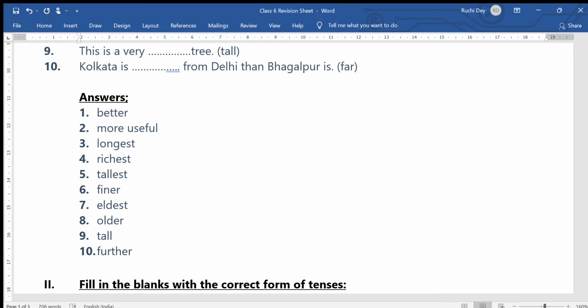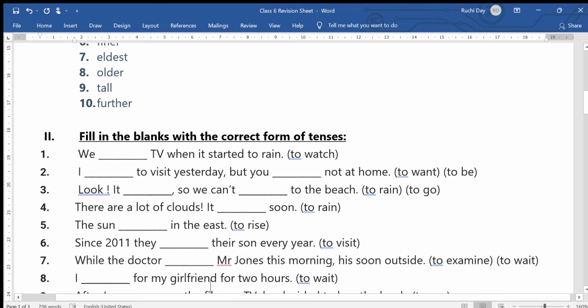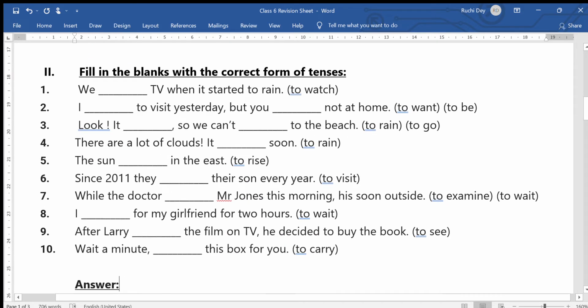Kolkata is dash from Delhi than Bhagalpur is. Now the word is far. So we move up with further. When we're talking about distance, that becomes further. Very simple. You have to be very clear with your concepts of positive degree, comparative degree, and superlative degree, right? Let's move on to the tenses. Again, 10 sentences for you.